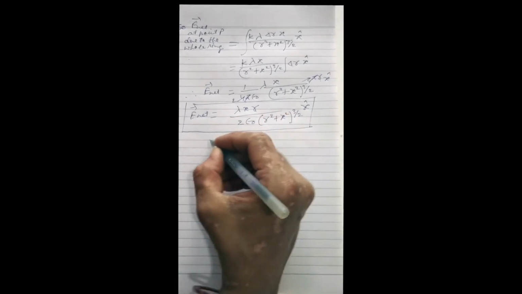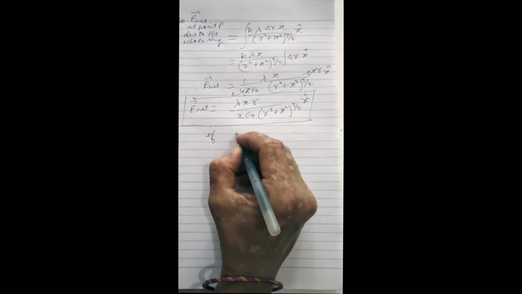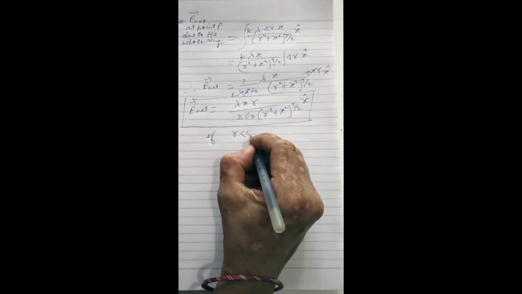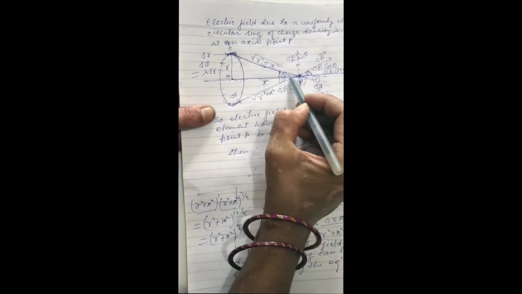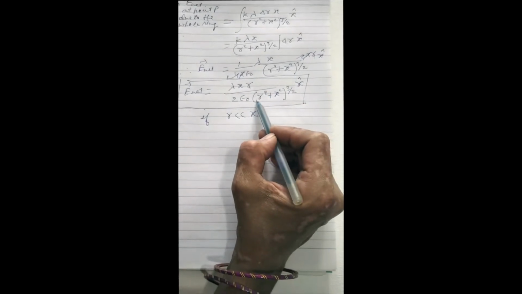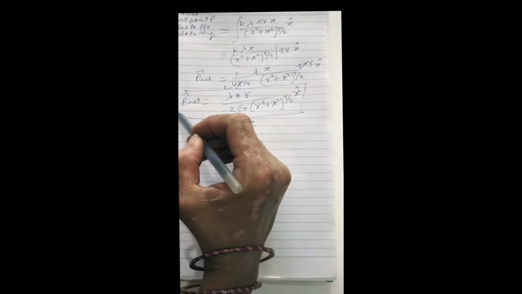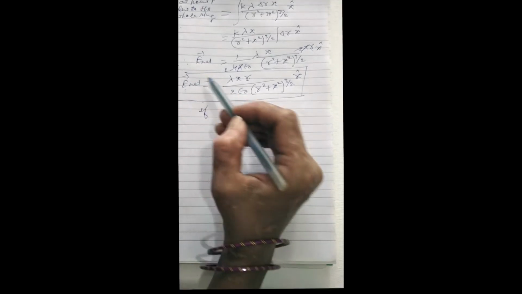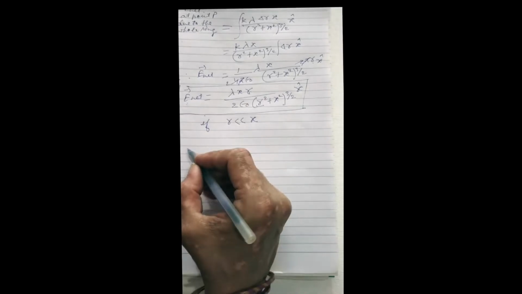Now what if this radius is very, very smaller than the distance x? If this radius is very smaller than this distance x, then this r can be neglected. You cannot neglect it here, you cannot make r 0 here because the whole value of E will be abolished. So you can neglect R over here only. So let us do this.